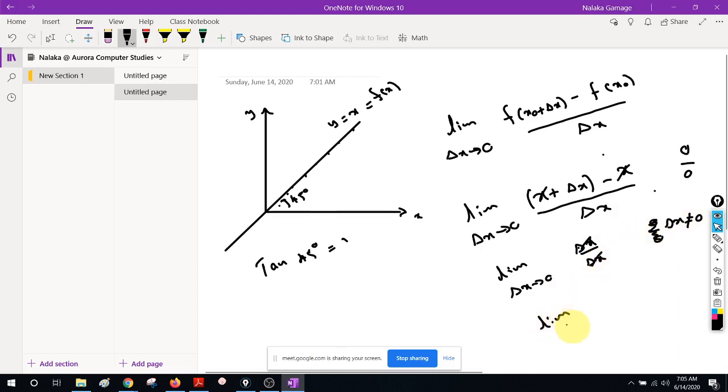Now it becomes limit delta x tends to 0 of 1, because delta x over delta x is cancelled out, that is 1. Now of course when delta x is getting closer to 0, it doesn't matter, what I have is a constant, the value is 1, right? So that is exactly what I want to get. Actually not because I want to get it, I got it. Using this concept of limit, I get 1.